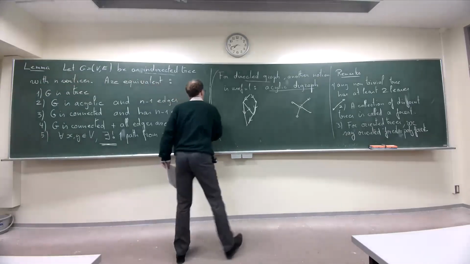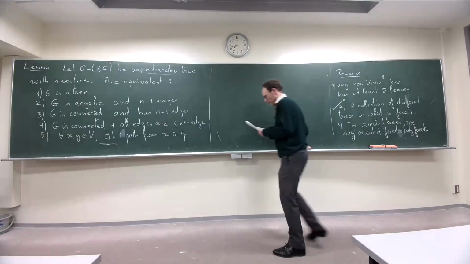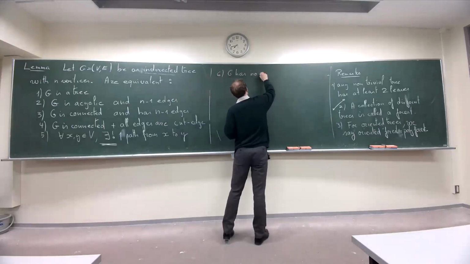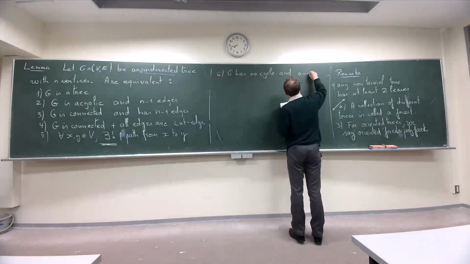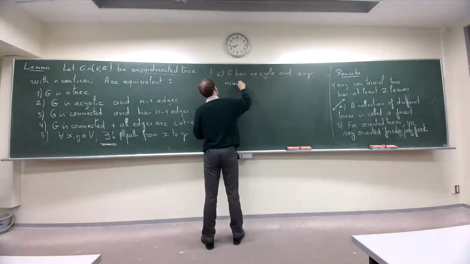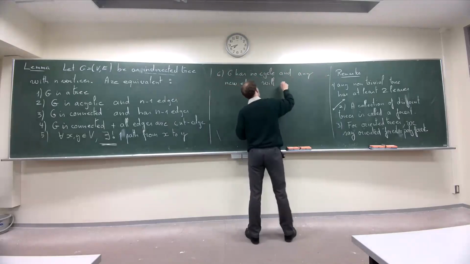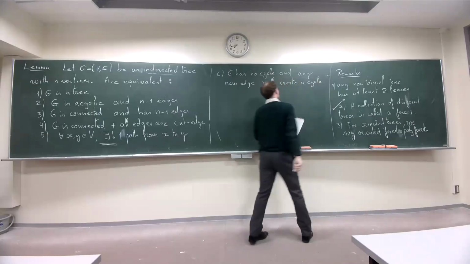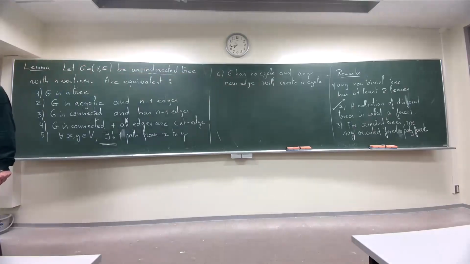Number 6, which is also sometimes useful. G has no cycle, and any new edge will create a cycle. And you can check, maybe it's more difficult to prove. Build a tree, add one edge anywhere, automatically you construct a cycle. So it fully describes a tree.